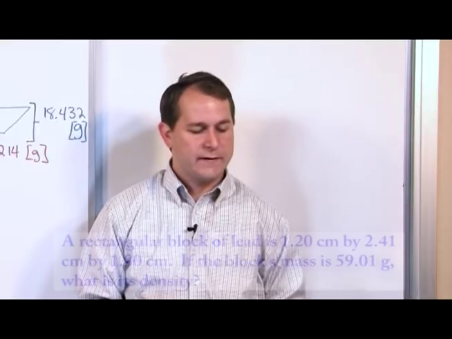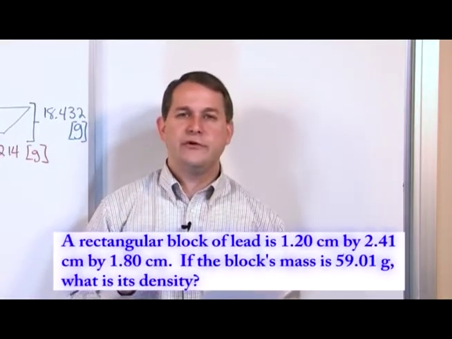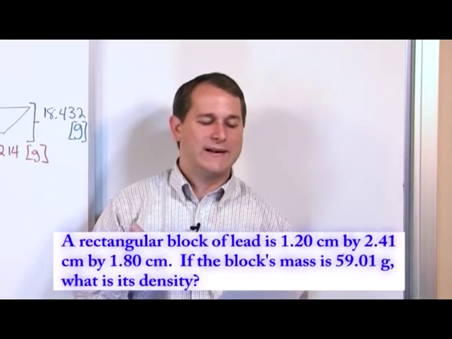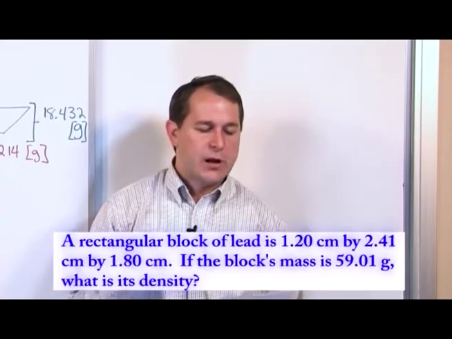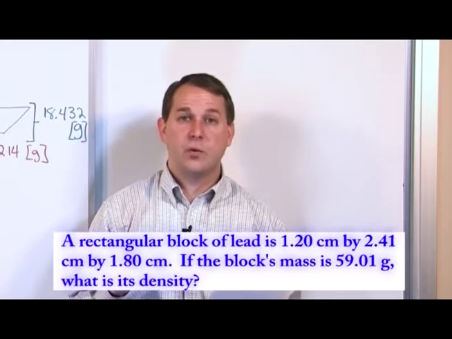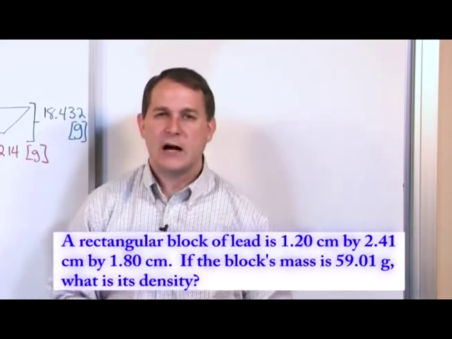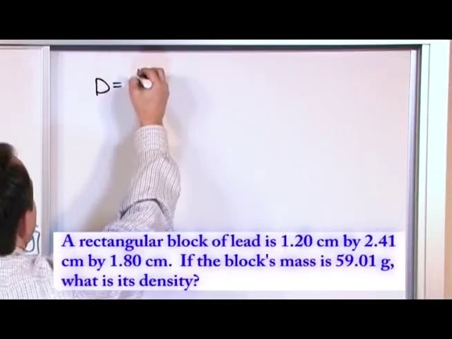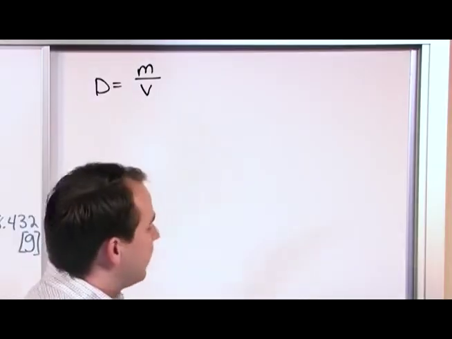Okay, the next problem is a rectangular block of lead is 1.2 centimeters by 2.41 centimeters by 1.8 centimeters on each of its sides. If the block's mass is 59.01 grams, what is its density? Same exact concept. We know that the density of any substance is equal to that substance's mass divided by its volume. So all we need to know is the mass and the volume.